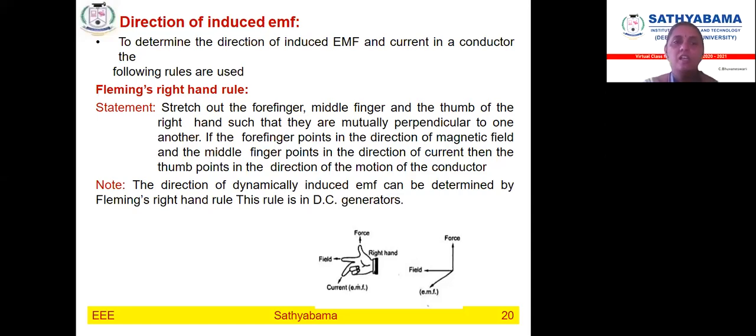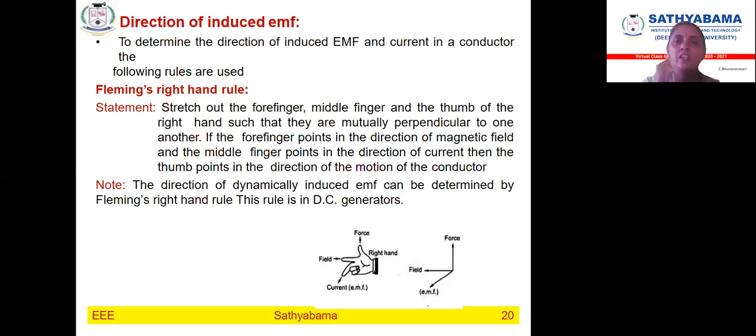Now, the direction of the dynamically induced EMF can be determined by Fleming's right hand rule. This rule is applied for DC generators. Always remember, on your right hand you'll have a generator, and on your left hand you'll have a motor. So Fleming's right hand rule is always applied to generators. What is a generator? A generator is a machine which converts mechanical energy to electrical energy.